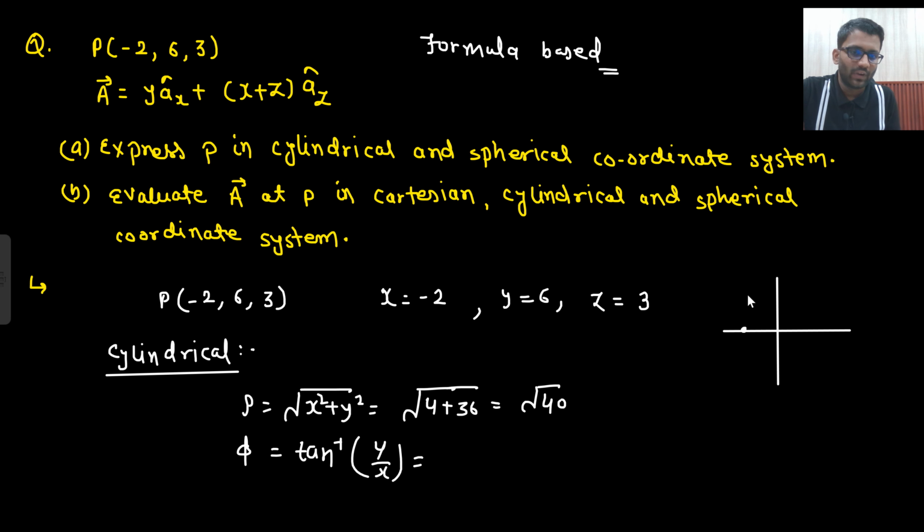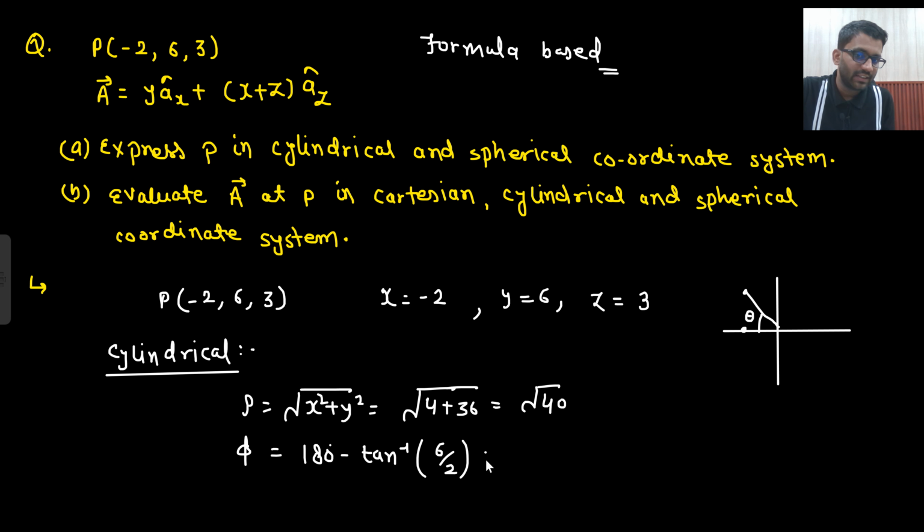X is negative, y is positive. So here that point will be. So what I need to do? I need to find this angle. This angle I will find. And what I am going to do? 180 minus this angle. What will be this angle? 6 by 2. So what will be my answer? My answer will be 180 minus tan inverse 6 by 2.